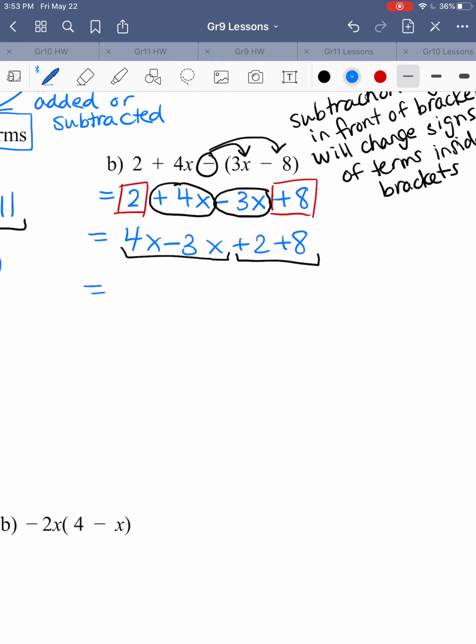And 4x minus 3x gives us 1x, or just x. You don't have to write the 1 in front of it. And then 2 plus 8 gives us 10. So there's our final answer, x plus 10.